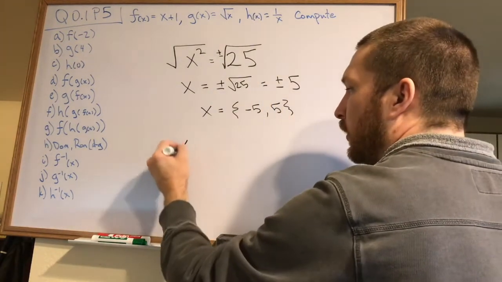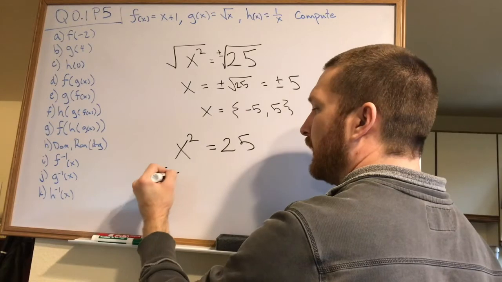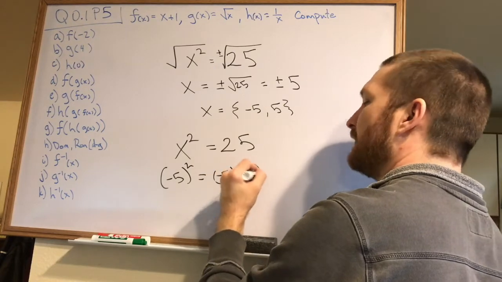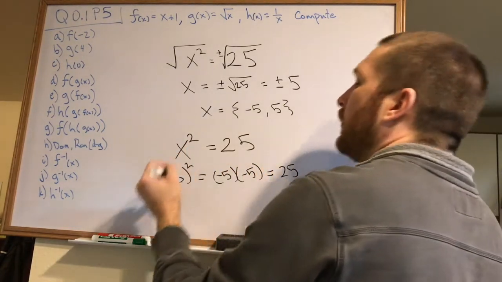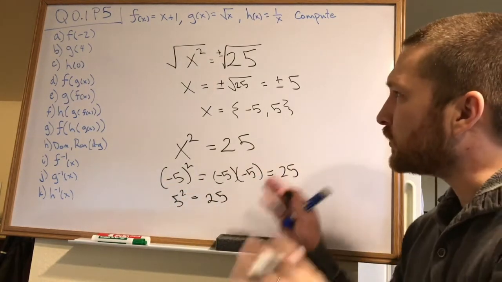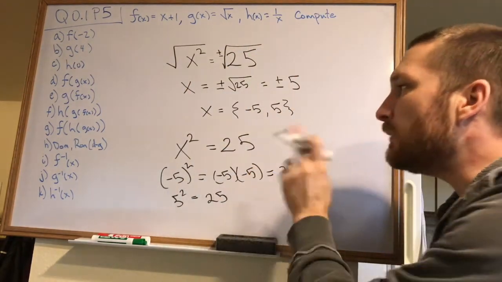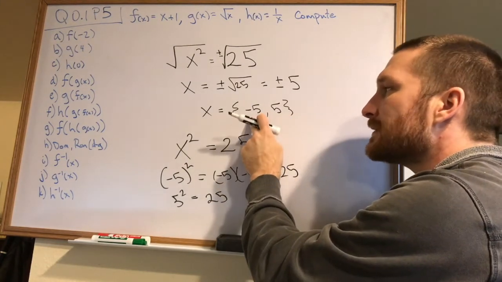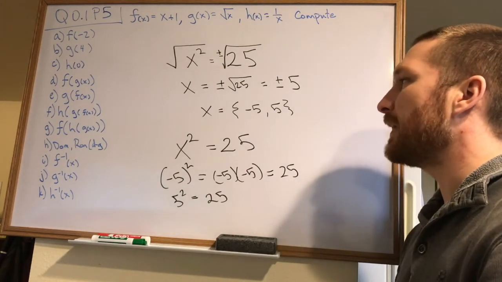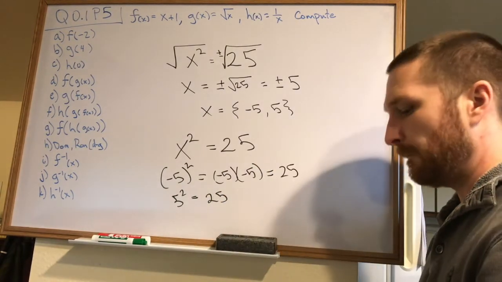Going back to our original equation here, we could see that both of these work. If I plug in a negative 5 and I square it, I get negative 5 times negative 5, which does equal 25. When I plug in a 5 and I square it, I get 5 times 5, which is 25. And so that's cool. So in the context of solving an equation and taking a square root, we have to consider both the positive and the negative answers, because we can see, well, both of them work. Both of them solve this equation.